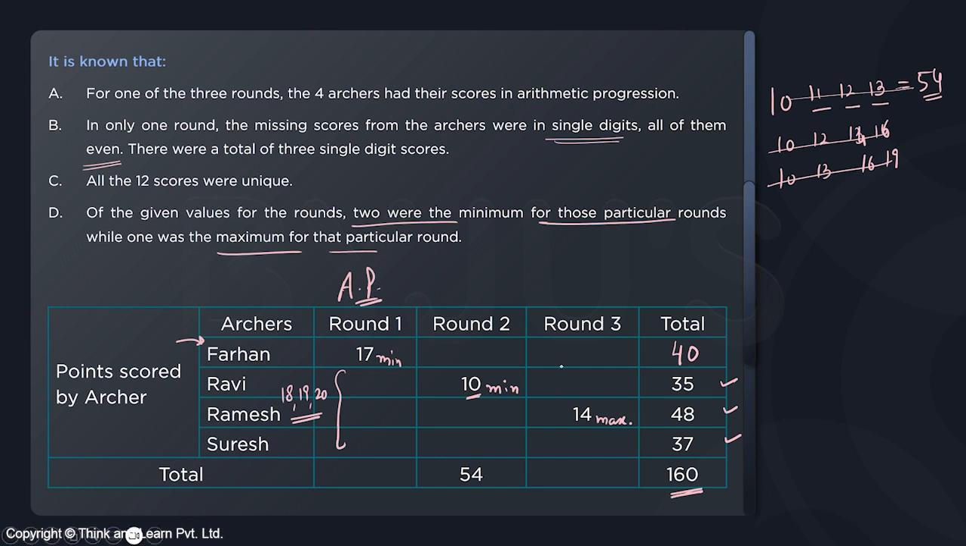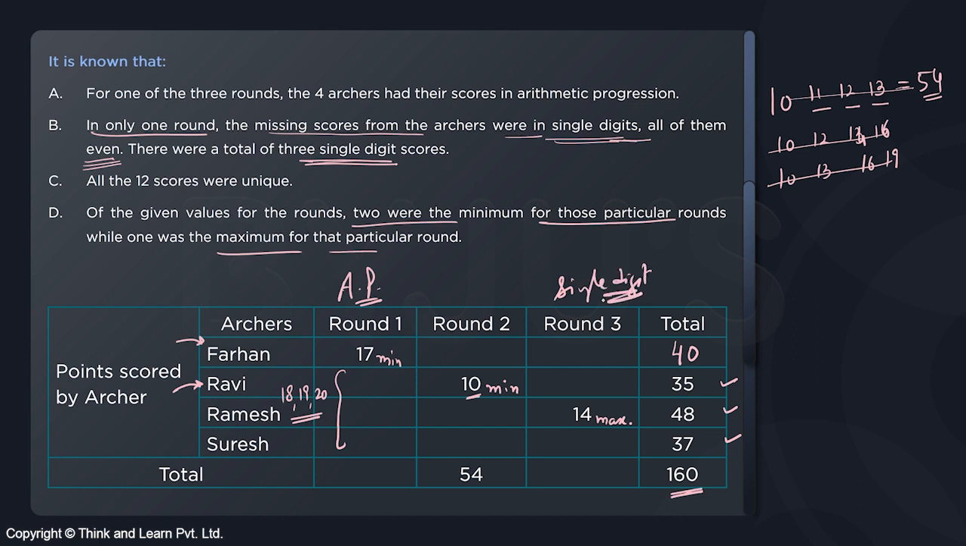And now I will talk about Ravi. When I talk about Ravi, his score in round 2 is 10. That means the other two rounds have a score of 25. Score of Ravi in the other two rounds is 25. What about this? In only one round, the missing scores from the archers were in single digits, all of them even, and there were three single digit scores. Now, can I say that round must be round 3?